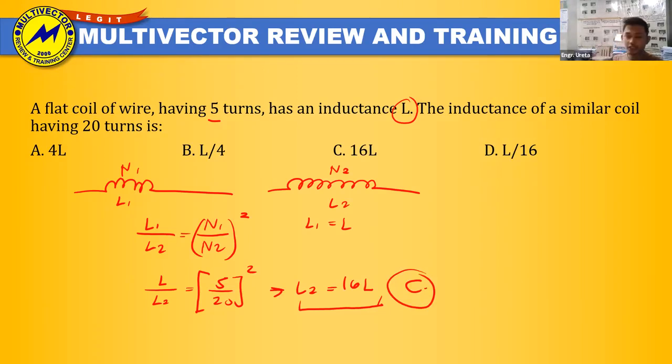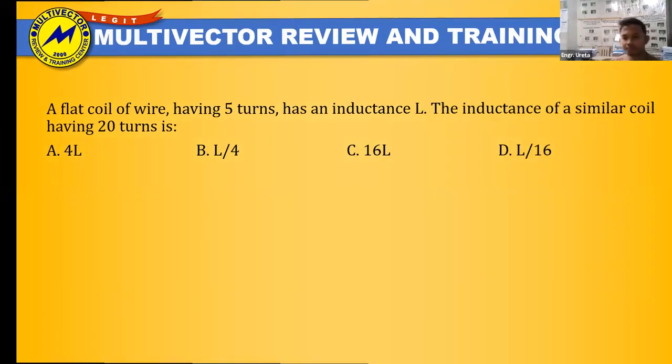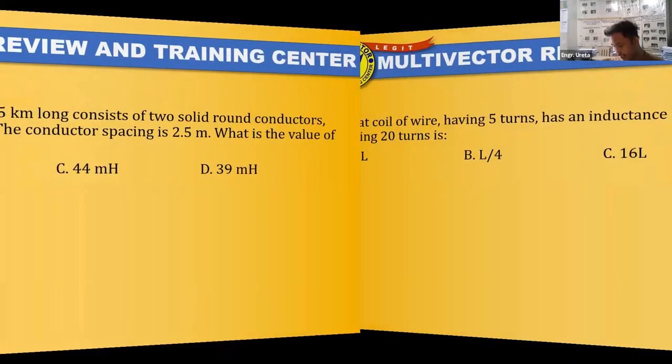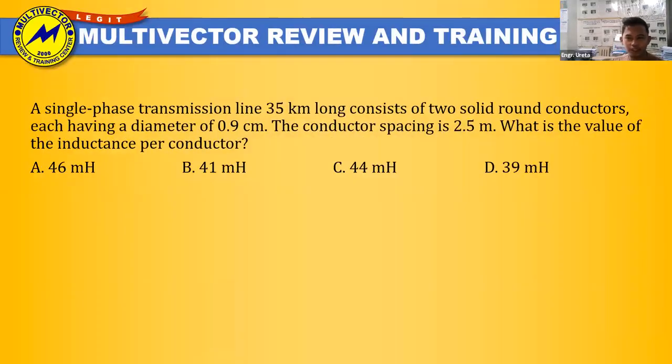Okay, next question. Problem number 34, sabi, a single-phase transmission line 35 km long consists of 2 solid round conductors, each having a diameter of 0.9 cm. The conductor spacing is 2.5 meter. What is the value of inductance per conductor? Okay, so sa mga problem na ganito, laging dalawang possible yung inductance sa pinapakuha: yung inductance ng loop o total inductance natin, or inductance ng ating per conductor. Kapag per conductor, ito yung formula.